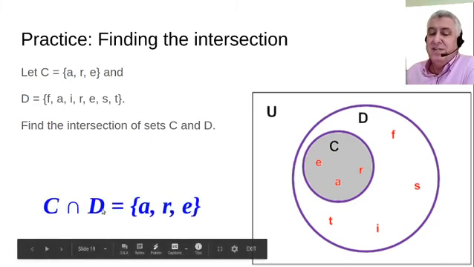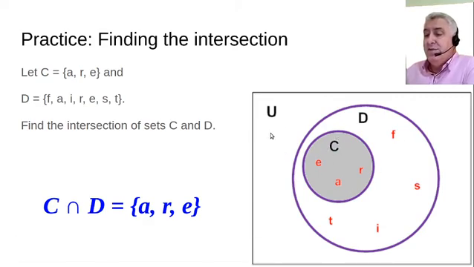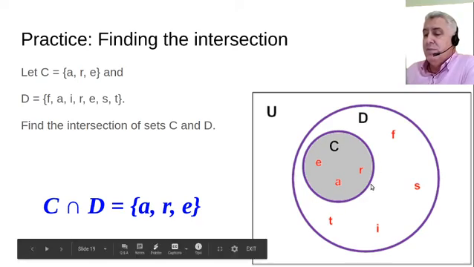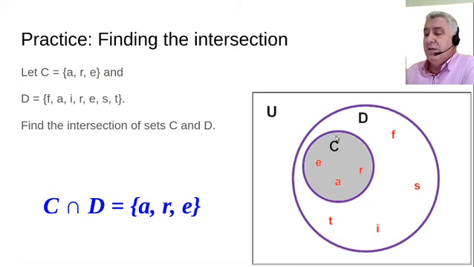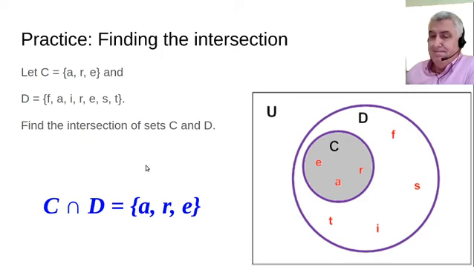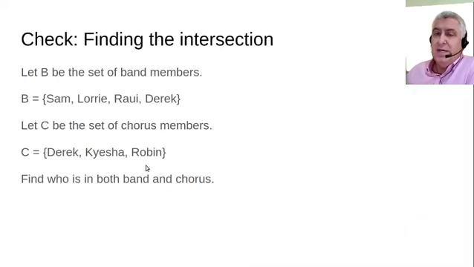Okay, so here's our answer. The intersection of C and D is A, R, and E, and A, R, and E is the same as C. And why is that? Because C is a subset, so there's nothing outside to cut off from C. So when we have a subset, this is actually something fairly useful in mathematics. When something is a subset and you take the intersection, you just end up with the subset instead of the superset, the larger set.